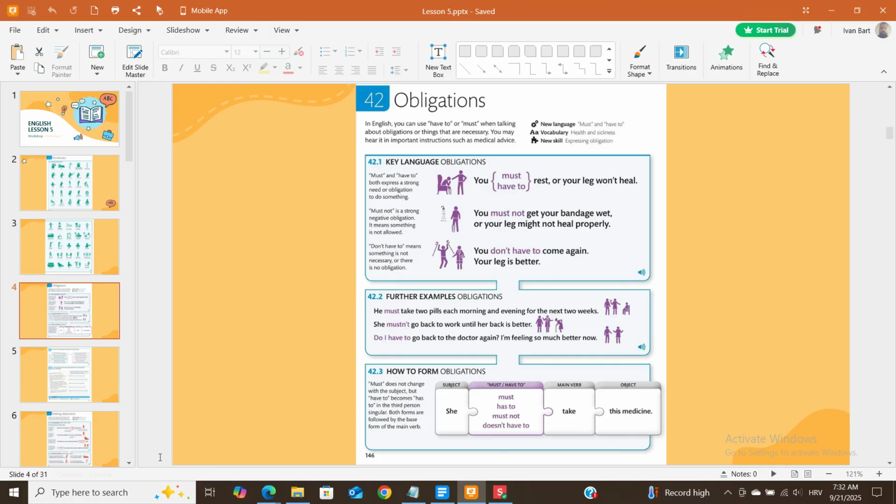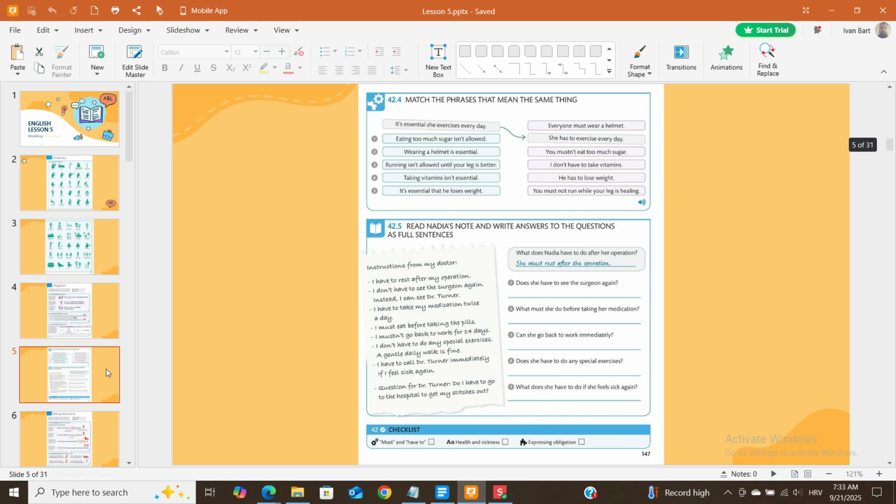42.3 How to form obligations. Must does not change with the subject, but have to becomes has to in the third person singular. Both forms are followed by the base form of the main verb. 146. Subject: she. Must, has to, must not, doesn't have to. Main verb: take. Object: this medicine. 42.4 Match the phrases that mean the same thing.